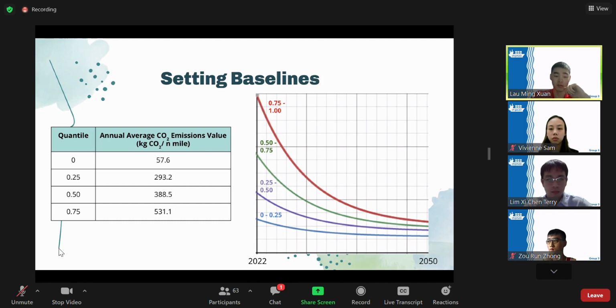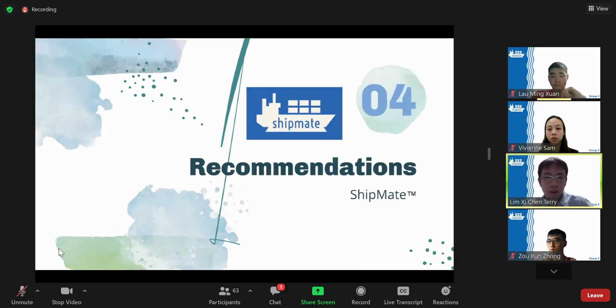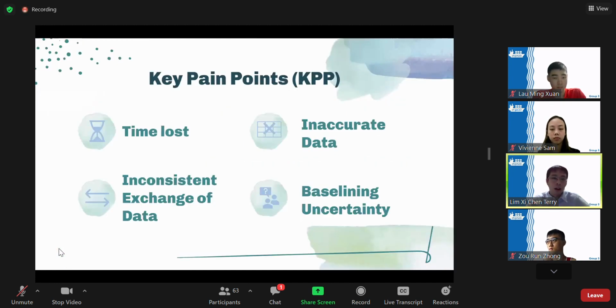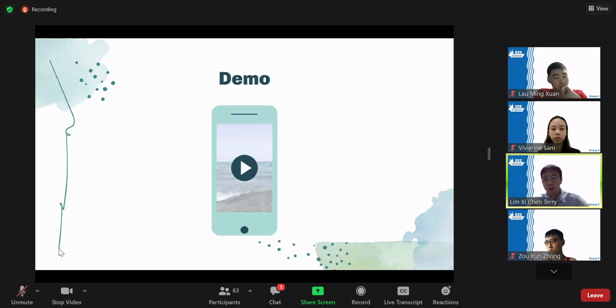Next, Terry will be sharing about the recommended strategies our group has come up with after our findings from the analysis. Thank you, Ming-Xuan. So we have decided to design a web application to resolve the key pain points plaguing ship owners in their attempts in projecting targets for reducing carbon intensity. Earlier on, we talked about these 4 key pain points. Our solution, ShipMate, aims to address all 4 of these KPIs. Now, let's proceed to a live demo of ShipMate.